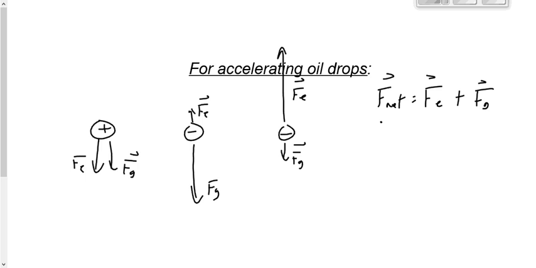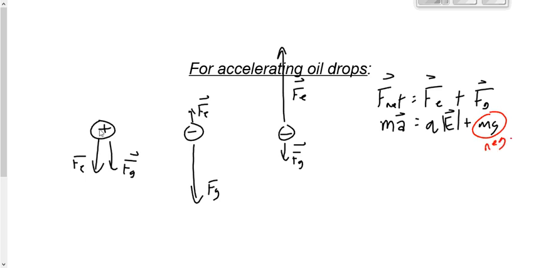We replace F net with, at least usually, M times A. If it was 0, it would be suspended or traveling at a constant speed, right? So we're going to replace F net with M times A: QE plus mg. Got it? This term, Fg, is always going to be negative.